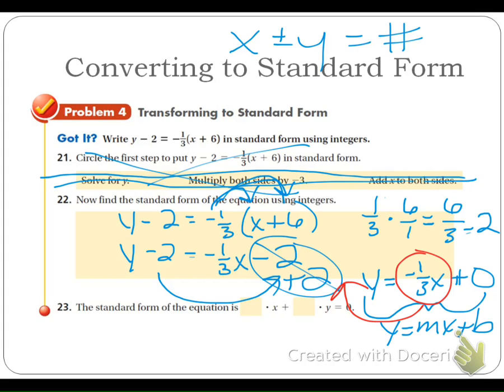I'm going to do this down below here. I know they give you little spaces to write in the numbers. So if we bring the negative 1/3 x to the other side of the equation, that would be a positive 1/3. So positive 1/3 x plus y, that's that y that's already on the left-hand side of the equation, is equal to 0. And that right there is what we call standard form.